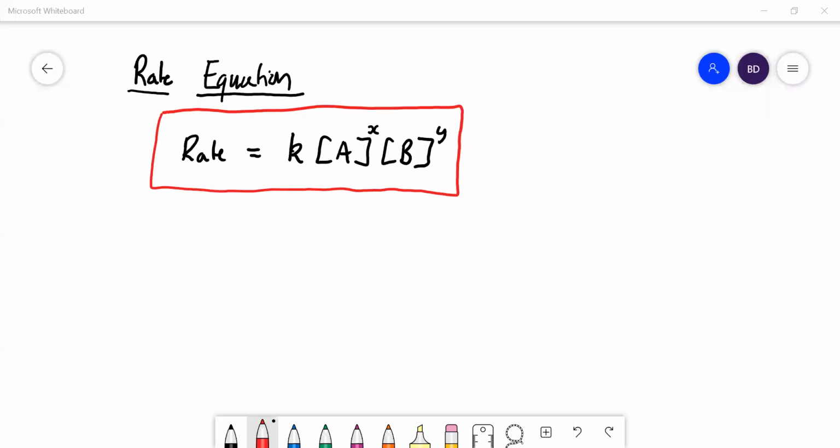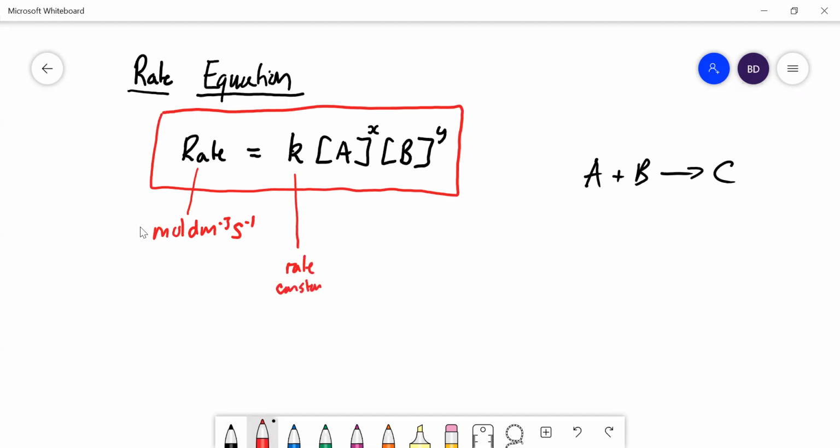Let's have a closer look at the rate equation. This could be for a reaction A plus B going to C. The rate should always be measured in moles per decimeter cubed per second, so rate of change of concentration with time. This is called the rate constant, and that doesn't change as long as the temperature stays the same.